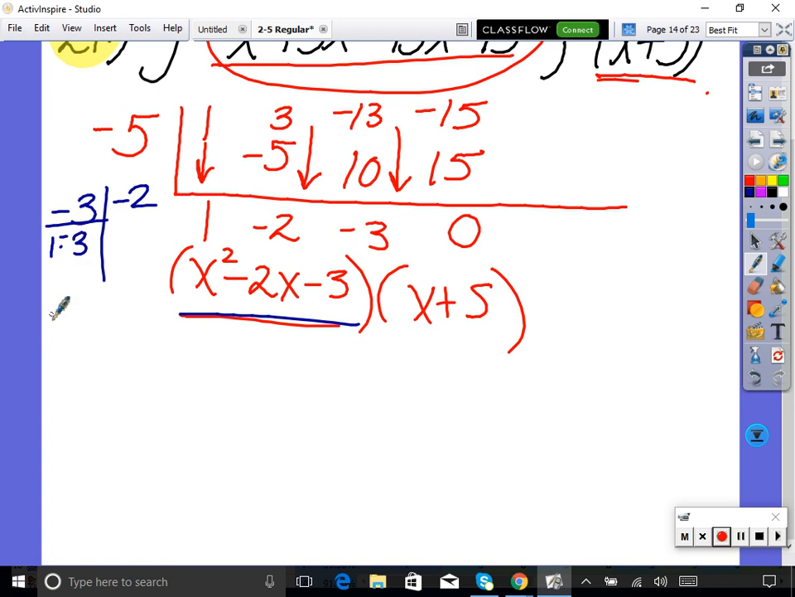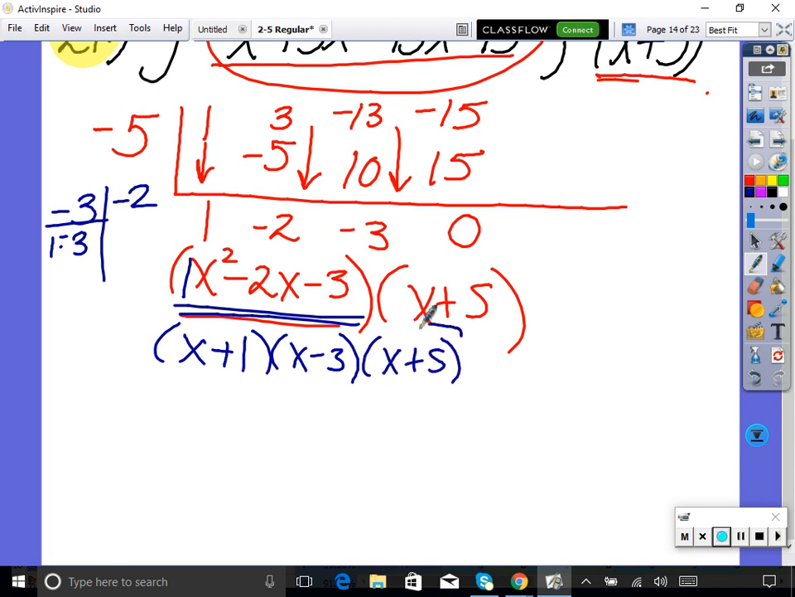Negative 3 times 1. Can I quick factor the quadratic? So this factors to be x plus 1, doesn't it? And x minus 3. And then don't we not forget about this? And now isn't it factored down to 3 linear factors? So I know I've factored it completely, right? Right. That would be my answer.